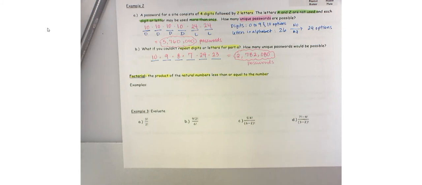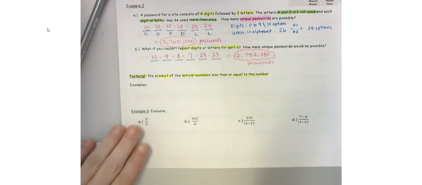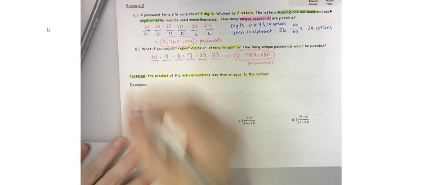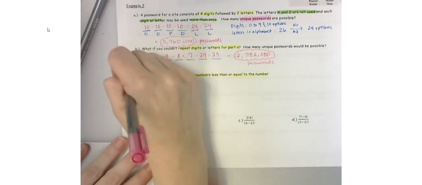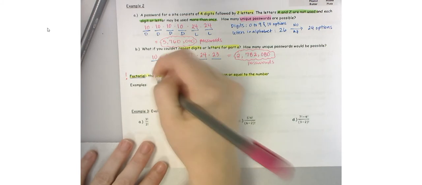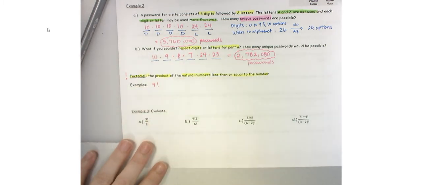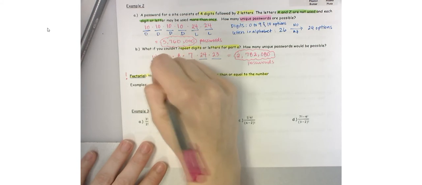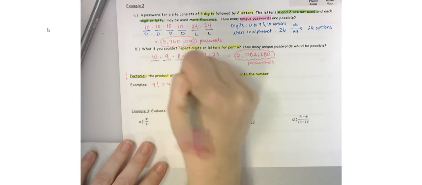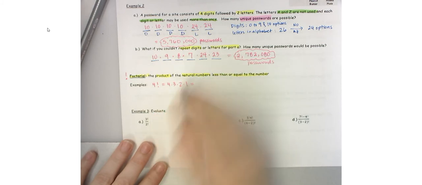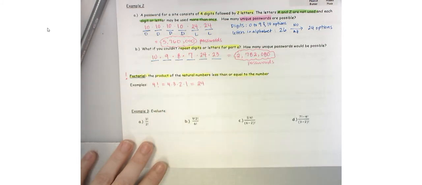So let's do some examples. This is factorial. You probably have seen the exclamation point. The factorial is an exclamation point symbol. So if something asks you to evaluate 4 factorial, that means you would do 4 times 3 times 2 times 1. 4 times 3 is 12. 12 times 2 is 24. Anything times 1 is itself. Then if we did 6 factorial, we would do 6 times 5 times 4 times 3 times 2 times 1.